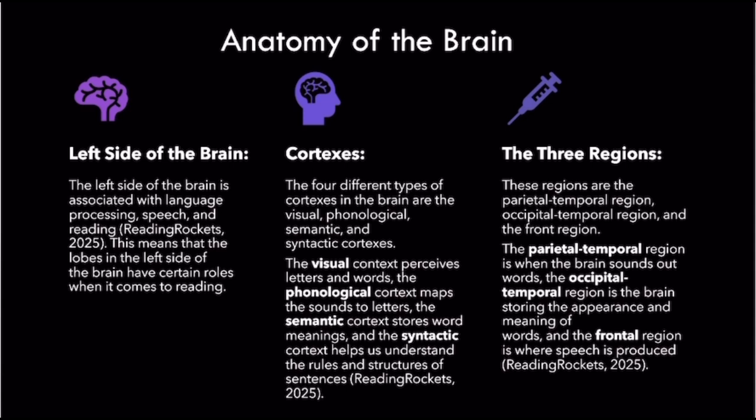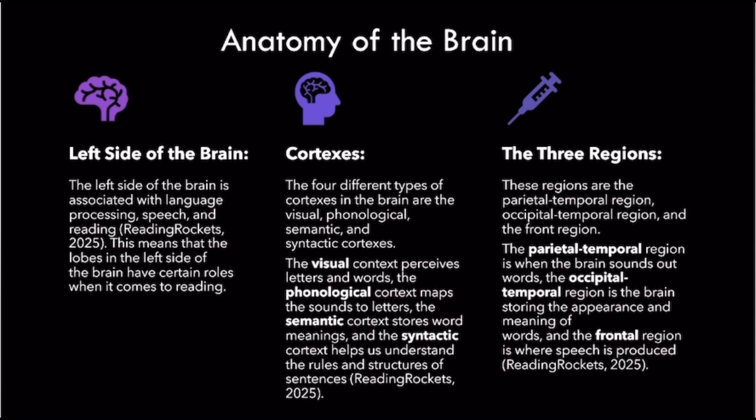The cortexes have 4 different types. So those are visual, phonological, semantic, and syntactic. And we'll learn a little bit more about semantic and syntactic in a few slides. So the visual cortex perceives letters and words. The phonological cortex maps the sounds to letters. The semantic cortex stores word meaning. And the syntactic cortex helps us understand the rules and structures of sentences.